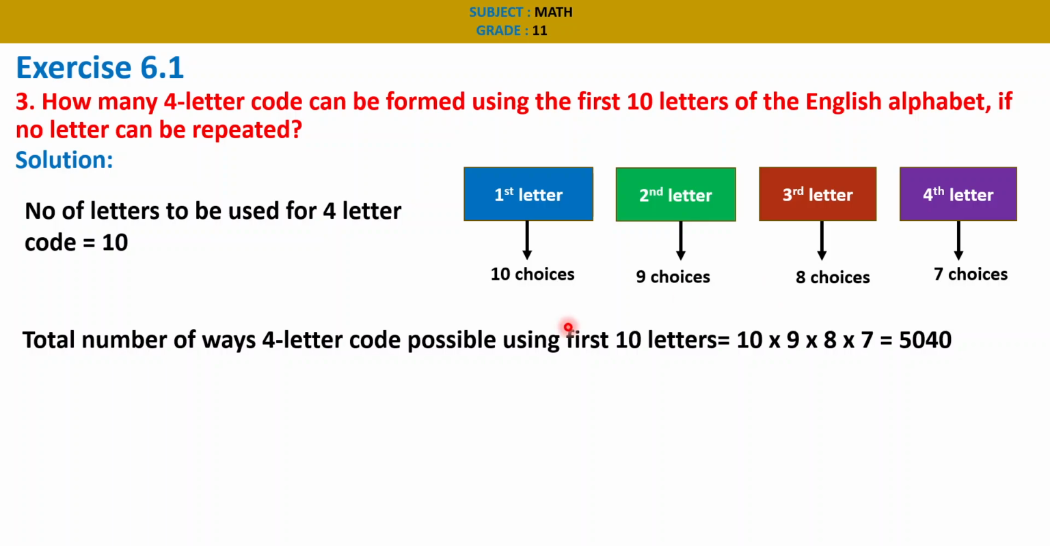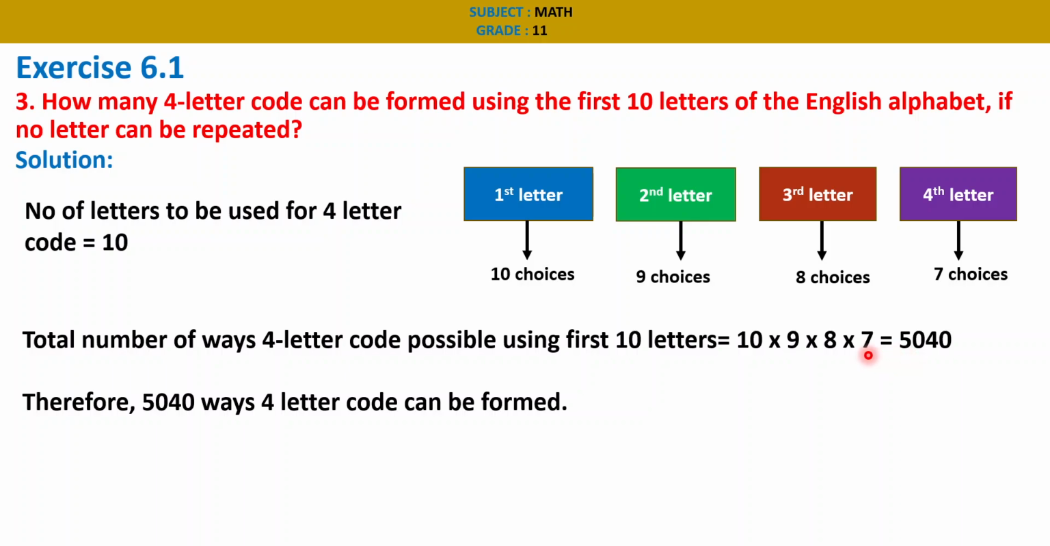So the total number of 4-letter codes possible using the first 10 letters is equal to 10 into 9 into 8 into 7. That is 5040. Therefore, in 5040 ways a 4-letter code can be formed using the first 10 letters.